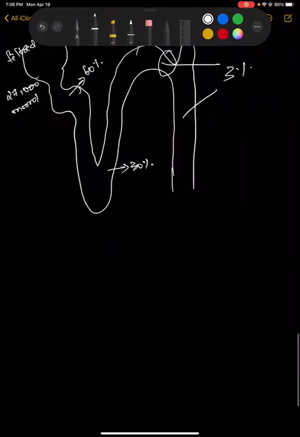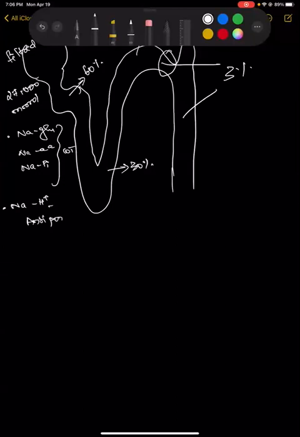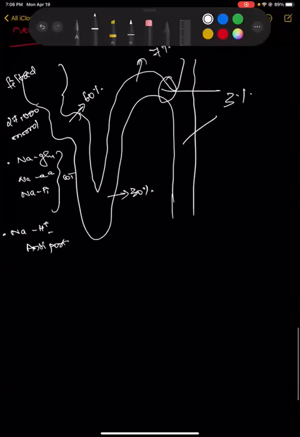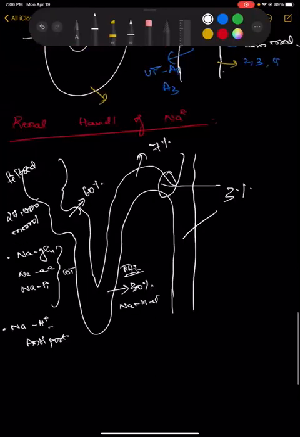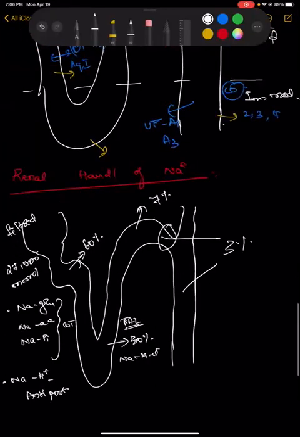In the proximal convoluted tubule, this is because of sodium glucose, sodium amino acid, and sodium phosphate co-transport, and sodium H plus antiport. So these are the channels which are responsible for the 60% absorption of sodium. And as we know, in the TAL part of the nephron, it is because of the sodium potassium chloride channel, and in the DCT, it is because of the sodium chloride channel.